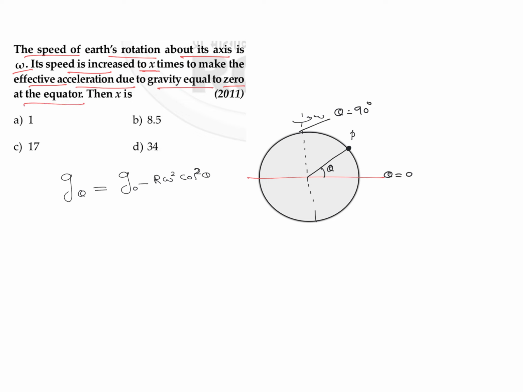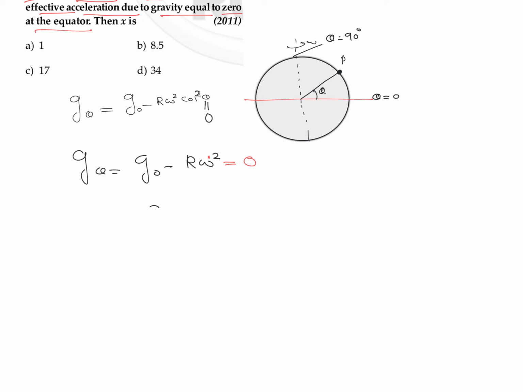So at the equator theta is equal to 0, so cos 0 is equal to 1. So we can write the value of g at an angle theta is equal to g0 minus r omega square. So we increase the value of omega from omega to a value, let's say omega dash, so that its net acceleration becomes equal to 0. So you can find the value of omega here. You can write g0 should be equal to r omega square. So the value of omega should be equal to under root of g0 divided by r.